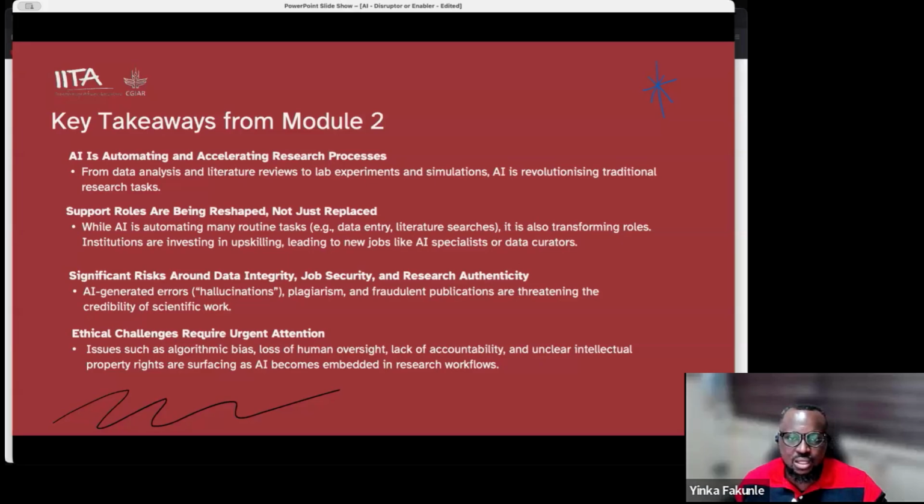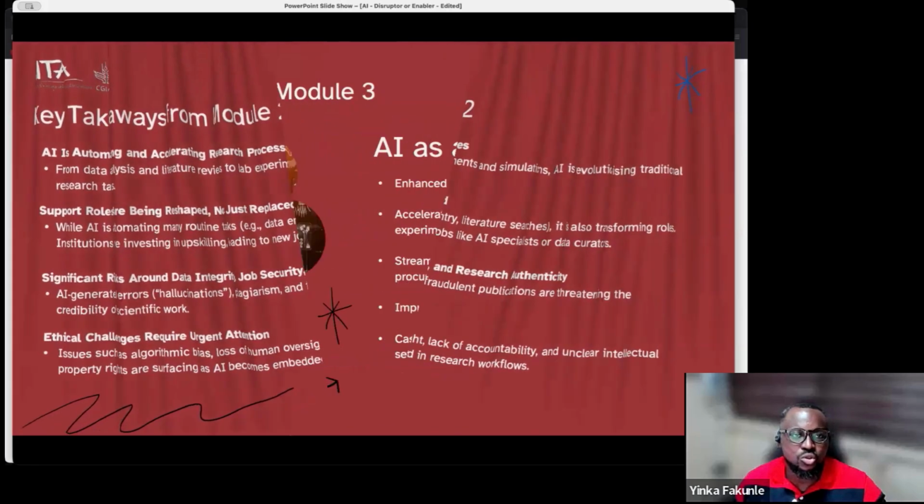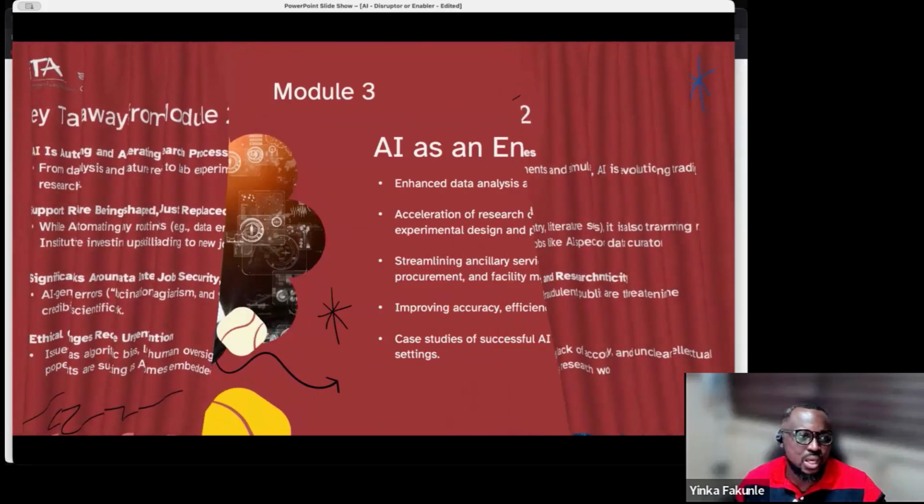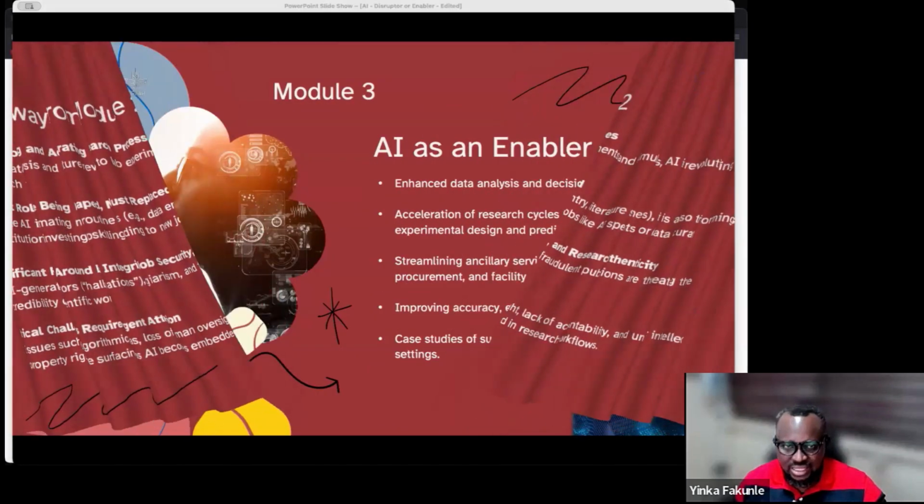All right, so now that we understand AI's disruptive side, let's flip the coin. In the next module, we will see how AI can enable us more and create positive opportunities. We will keep things as interactive as we go, like we started. So, coming up next is module 3, and that is where we'll talk about AI as an enabler.